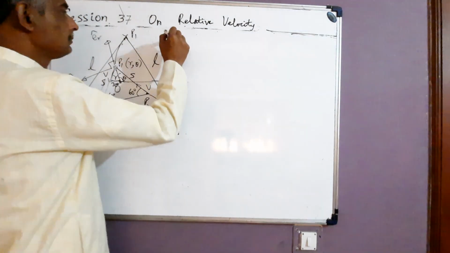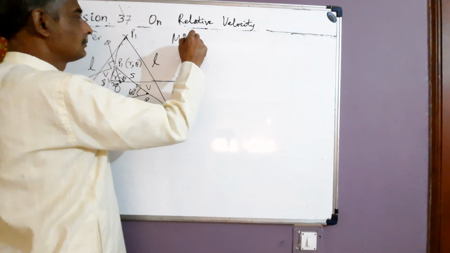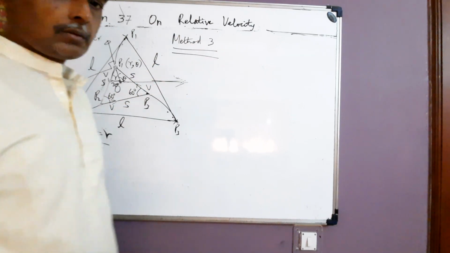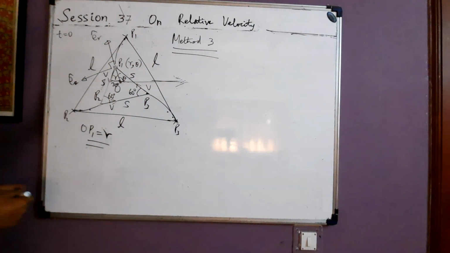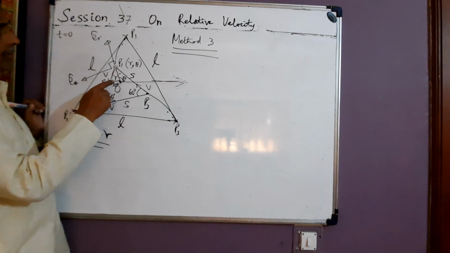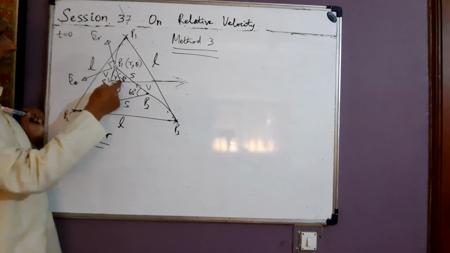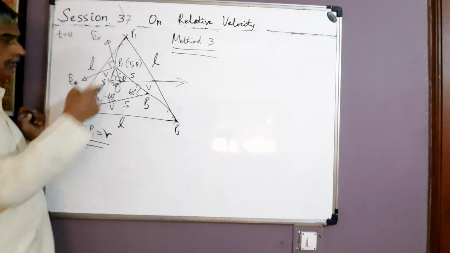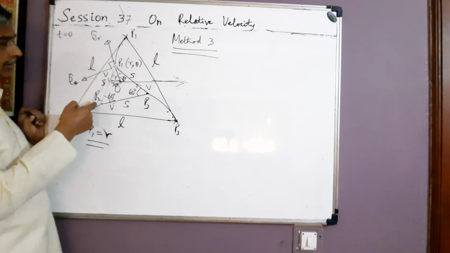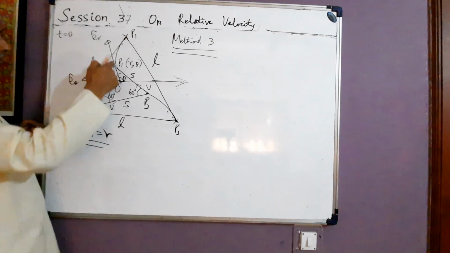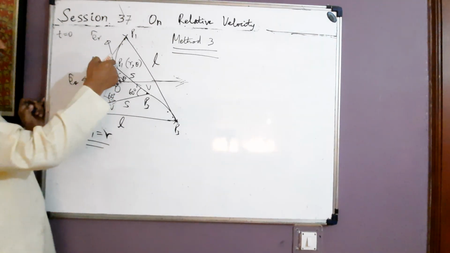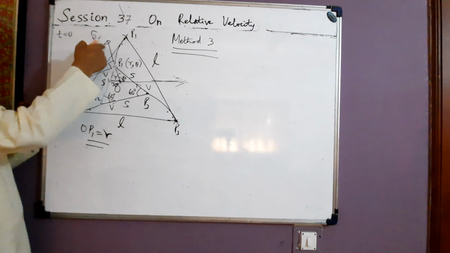Now method 3. Consider this original diagram. OP1 is just equal to R. This is the velocity V of P1. V makes an angle of 30 degrees with the line OP1. E theta and ER are as defined just now.